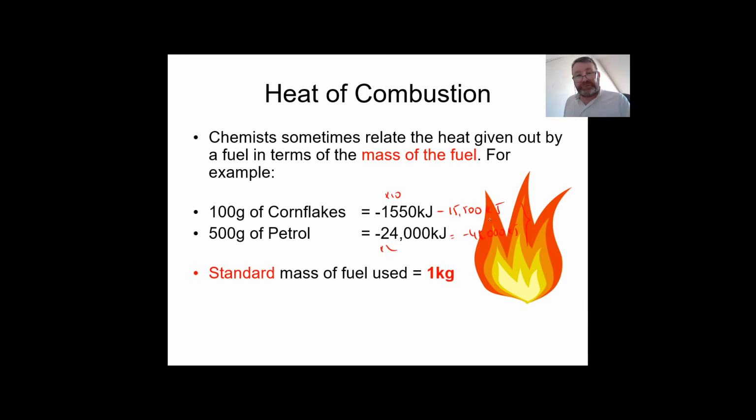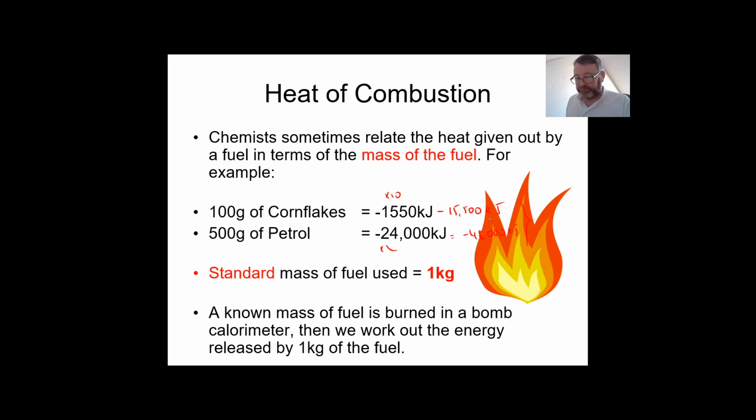So the standard mass of the fuel that is under test is a kilogram. It doesn't mean we have to burn a kilogram. It means that we can burn a known mass and bring it up to a kilogram to see how many degrees Celsius the water would rise if I was to burn a kilogram of this particular food. A known mass of fuel is burned, as we said, in the bomb calorimeter. When we work out the energy released by 1 kilogram of fuel, what can we do then? We can put them into a hierarchical order: which ones are the best foods for energy content, which ones are the worst.